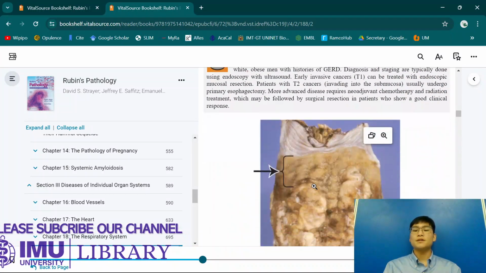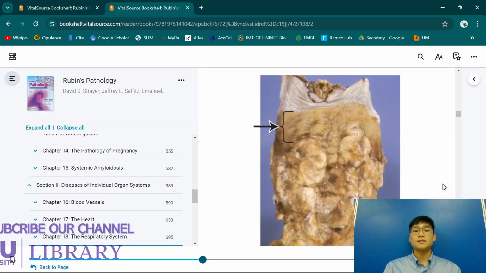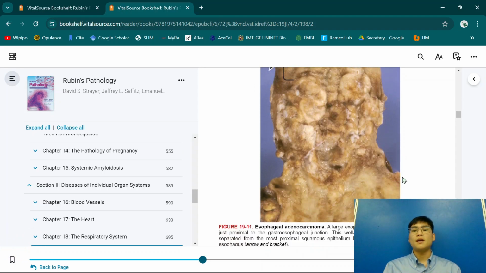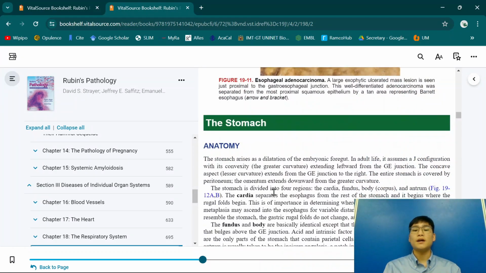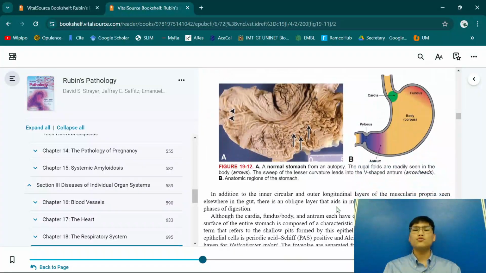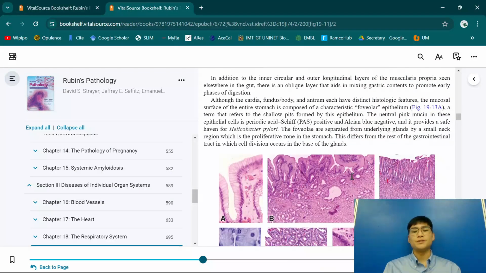So I would definitely recommend this book as it is clear, concise, very easy to load, very easily accessible, and the pictures here are very clear, explanations are clear, concise, and not too wordy, and easy to read.